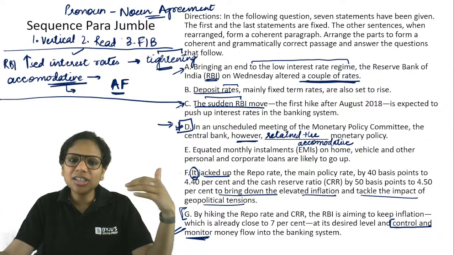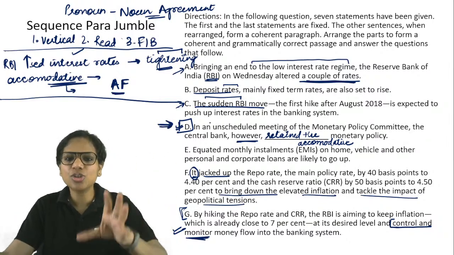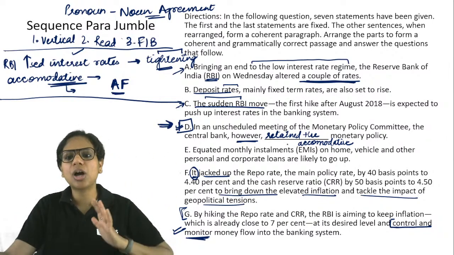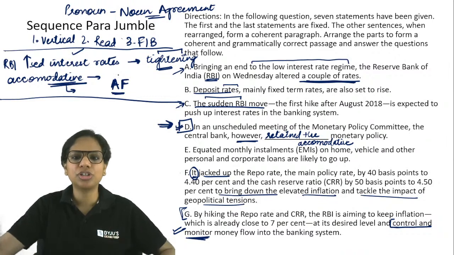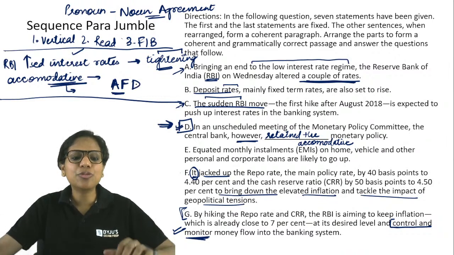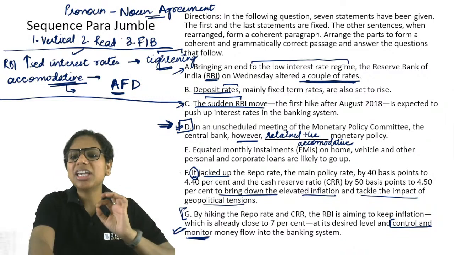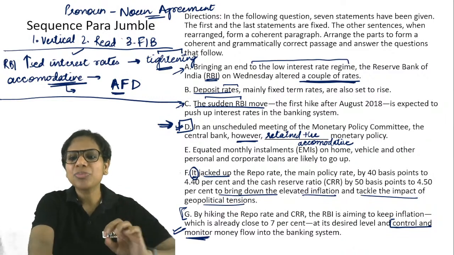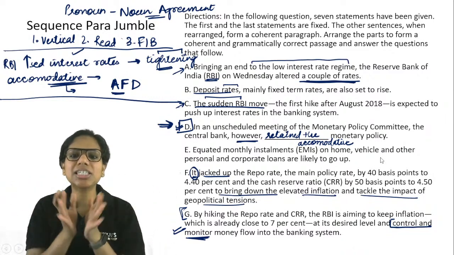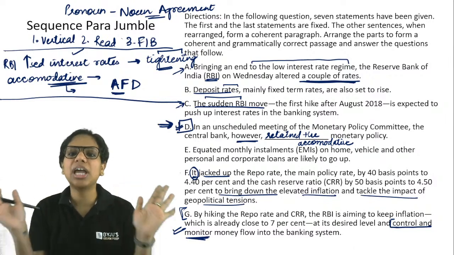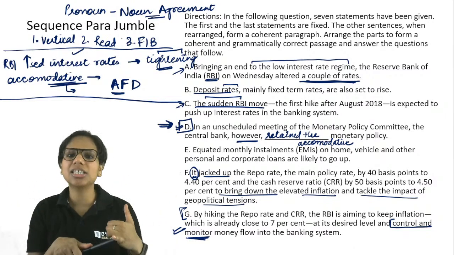But what is the other thing that, in addition, is also the case? But in an unscheduled meeting, however, it retained the accommodative monetary policy. So it should be AFD. The sequence should be AFD. Okay, because AFD collectively is telling me what all RBI has done. Fine, it has increased the interest rates.